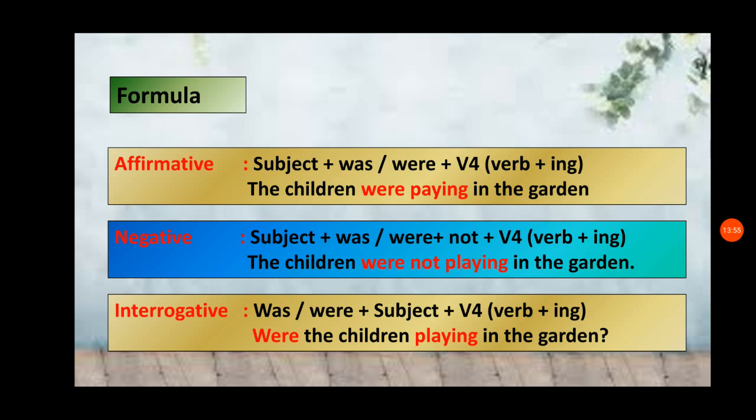And followed by the be verb, we should use verb-ing. Then only it can be called a continuous tense. The children were playing in the garden. So here, the children were playing in the garden, but not at present.